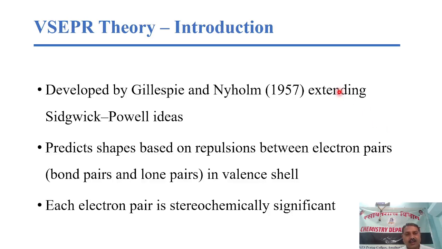What is the introduction regarding this theory? This theory was developed by Gillespie and Nyholm in 1957 and the theory was extended by Sidgwick and Powell. This theory predicts the shape based on the repulsion between the electron pairs. Electron pairs are nothing but the bond pairs and lone pairs of electrons in the valence shell of the central atom. Each electron pair is stereochemically significant.